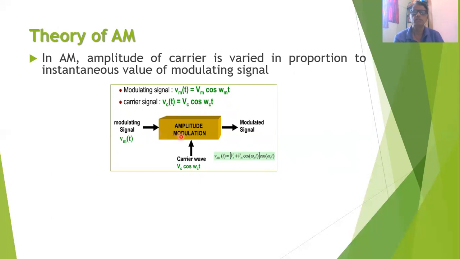When two such signals are applied to the amplitude modulator circuit, then at the output, you will get a modulated signal. And this signal is called an amplitude modulated signal, or AM signal, or AM wave.